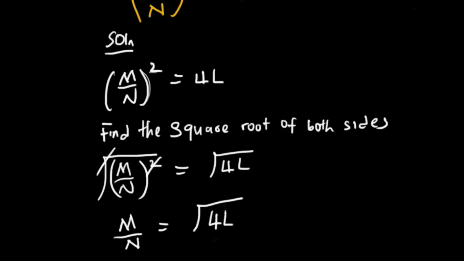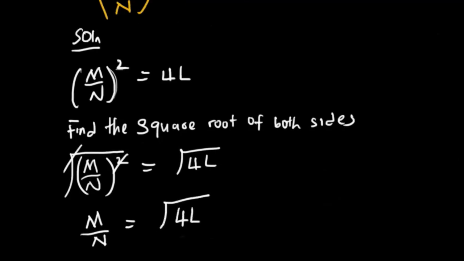Now remember, we are trying to make n the subject of the formula, so we want n to be on one side of the equation by itself. Now we've got m over n, so we have to find a way to remove m from the left hand side of the equation. Now how do we do that? One way is to divide both sides by m, but because it's a fraction, it's easier to multiply both sides by 1 over m.